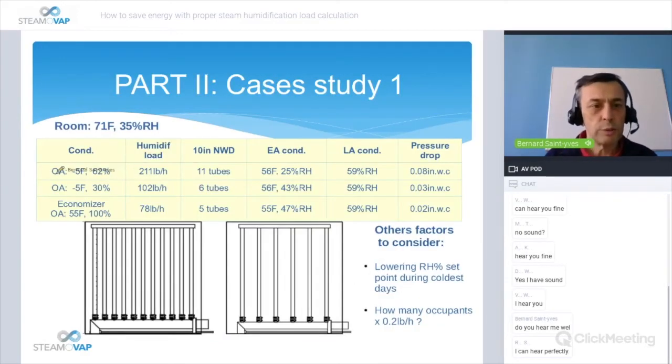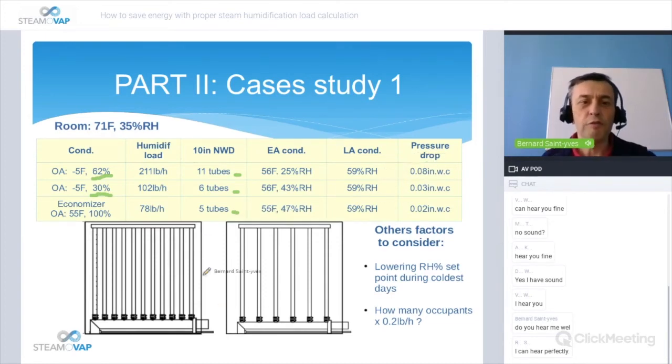So this is what you see here. The 62% outside air, and here 30% amount of outside air coming in. So here we have 11 tubes, here we have 6 tubes, and for the economizer we will have 5 tubes, or 5 vertical ramps if you prefer. The entering air condition and the leaving air condition, and here you have the pressure drop in inches of water column. So 0.08 or 0.03. So we divided it by half.